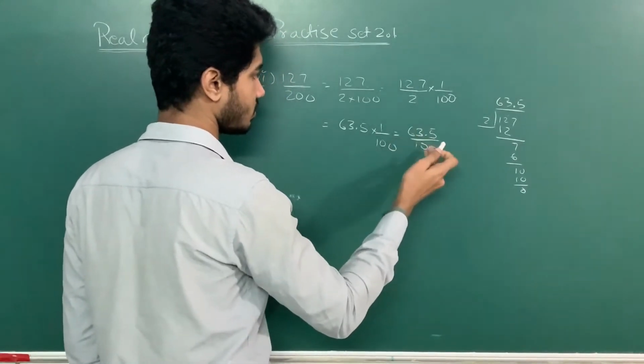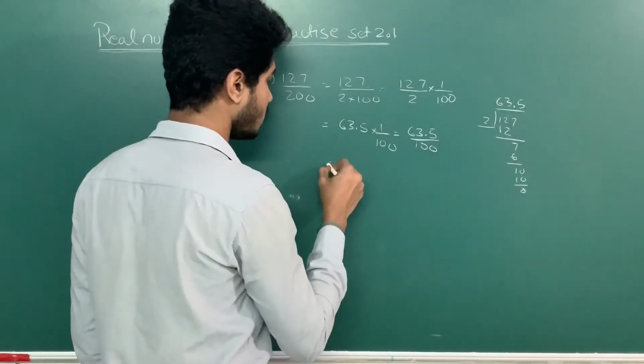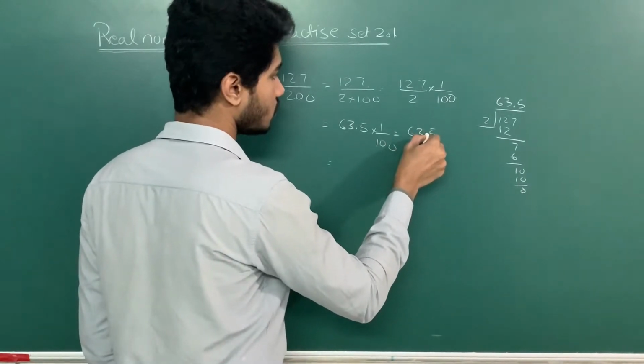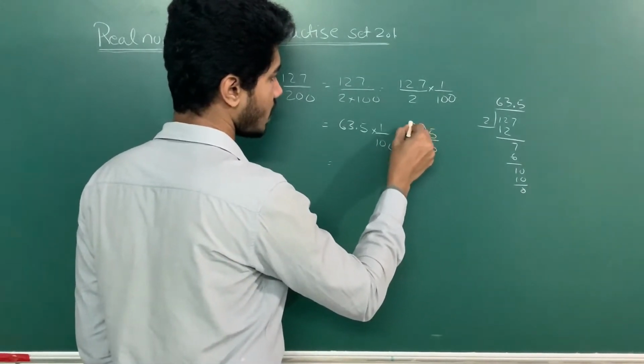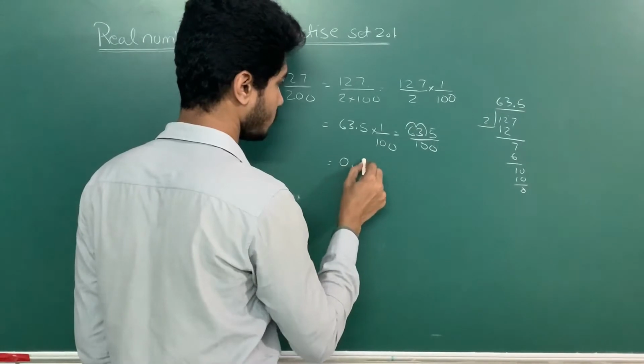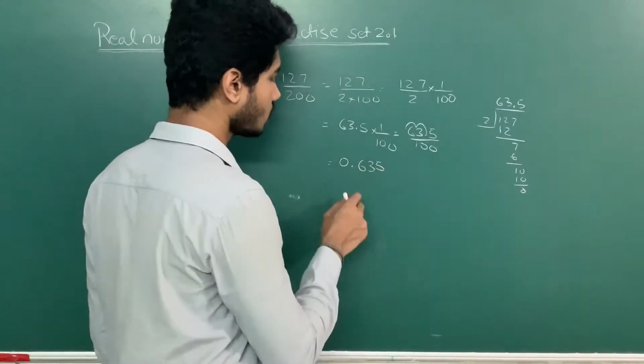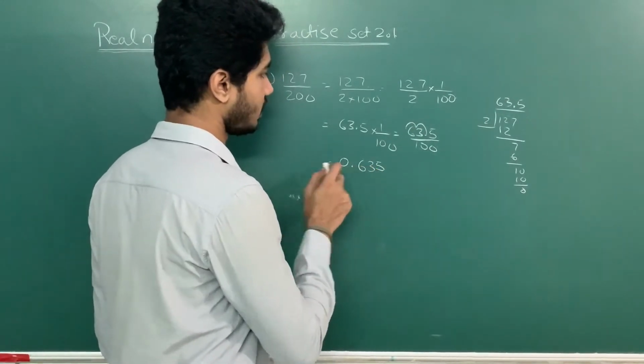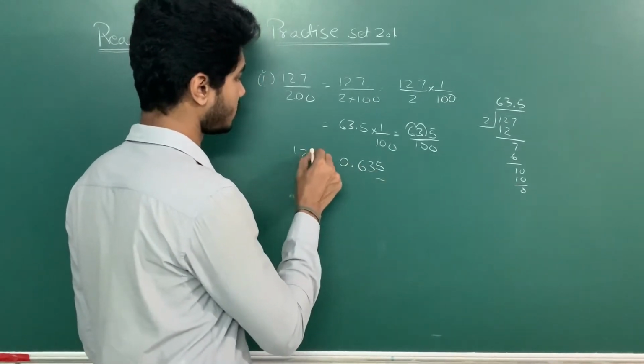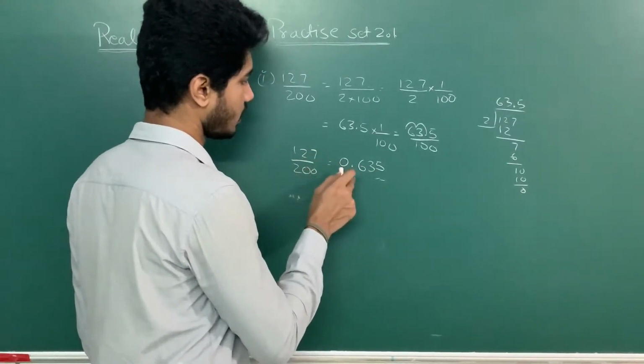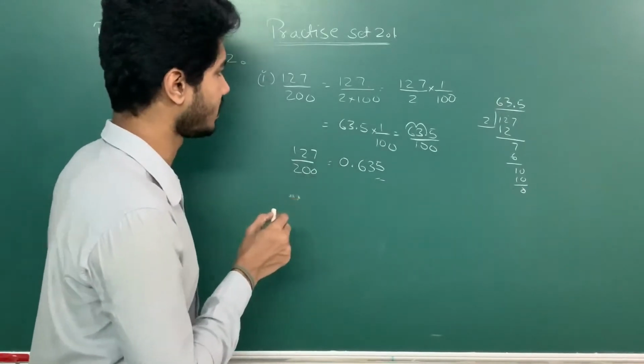Now we just shift the decimal because it is divided by 100. So 2 decimal shift, that is 1 and 2. So that you get 0.635. So 127 upon 200 can be written as 0.635.